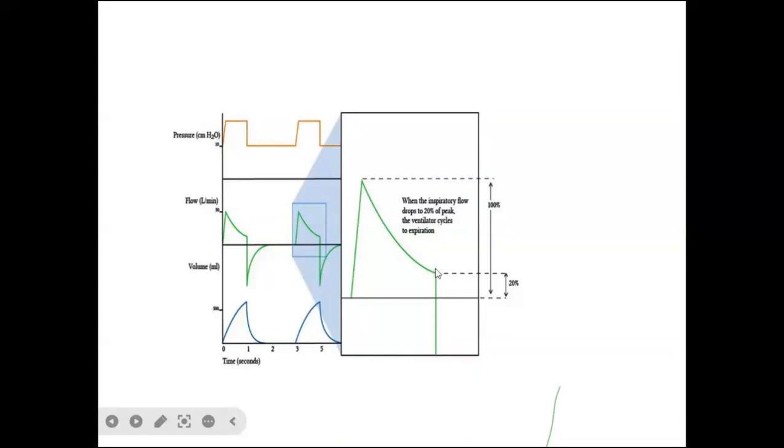Is it clear what I'm talking about? So this is the peak flow, it's 100%, and you select a cycle variable of 20% of flow. When the peak flow drops to 20%, it does not drop further slowly. It abruptly ended and there it went to expiration. So this is called flow cycling. It is commonly seen in support modes. We'll see that later on when we're discussing modes.